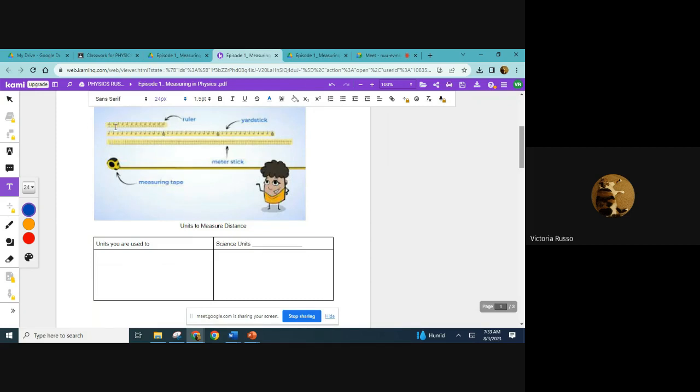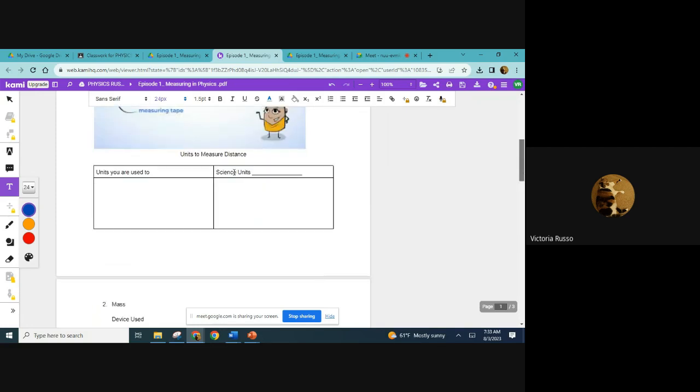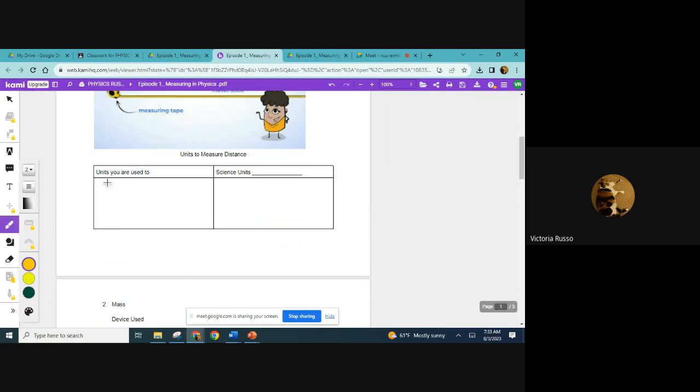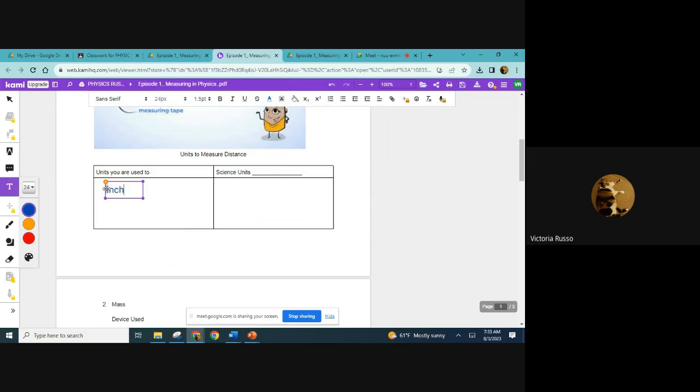When you're using a ruler or a meter stick, you have to make sure that you are lined up with the 0 mark. You can see this is a yard stick, which is a little bit shorter than a meter stick, and we'll talk about the differences in a second. When you've been measuring the length of something in your life, the units you're used to using are inches. The equivalent to inches in science is centimeters, and we're going to do the conversion between these to see the difference.